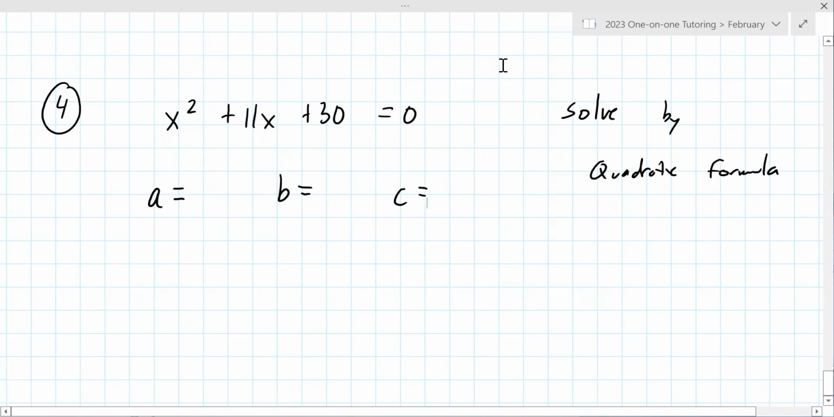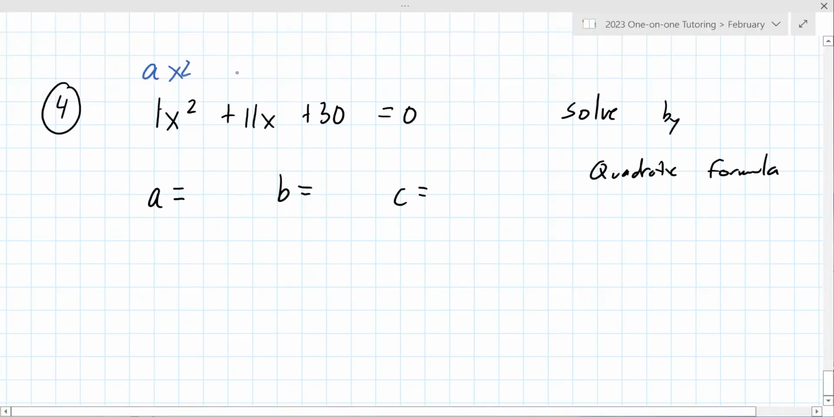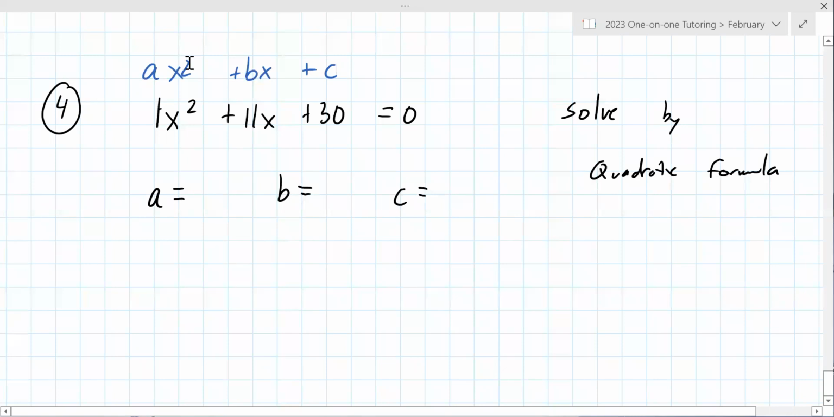Okay, give me the value of A, B, and C, please. A is 11 and B is 30 and C is 0. So here, let me write the standard form above it: AX squared plus BX plus C. So go ahead and revise your answers. 1, 11, and 30. It's not X. It's the number in front of X squared, and the number in front of X. Oh, okay.